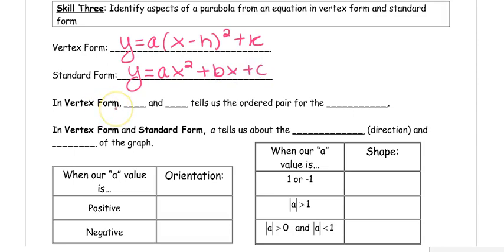Now in vertex form, h and k tells us the ordered pair for the vertex. So the vertex is always (h, k). In vertex form and standard form, the a value tells us about the orientation. Orientation means direction. It also tells us about the shape of the graph.